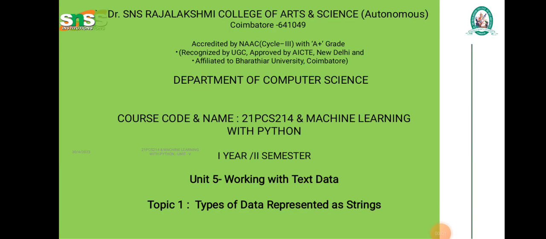Hi students, now we are going to see about Unit 5 in Machine Learning with Python. First topic is working with text data. In that we are going to see about types of data represented as strings.